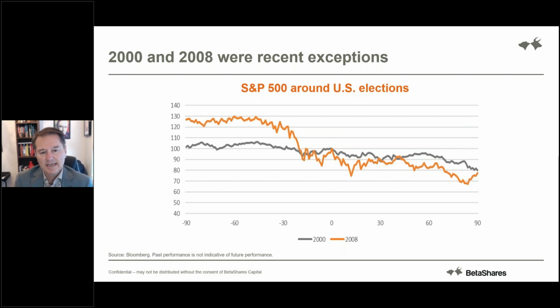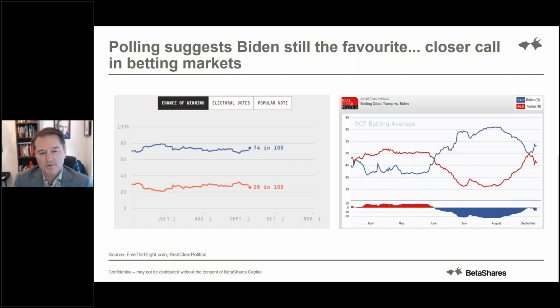Now, in terms of the polling at the moment, just going to the next slide, this is the situation. At the moment, the markets do suggest Biden is ahead. According to 538, which is a reputed pollster, it polls all the different polls around the country, he's got about a 74% chance of winning, which seems pretty high. Betting markets have it a bit closer, something like 53 to 46. So betting markets see it as a closer result than some of the polls.